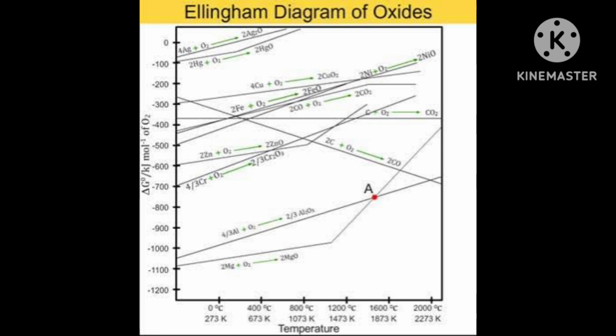From left to right, due to consumption of gases, delta S value decreases. It becomes a negative value, and delta G value will also be negative with increase of temperature.